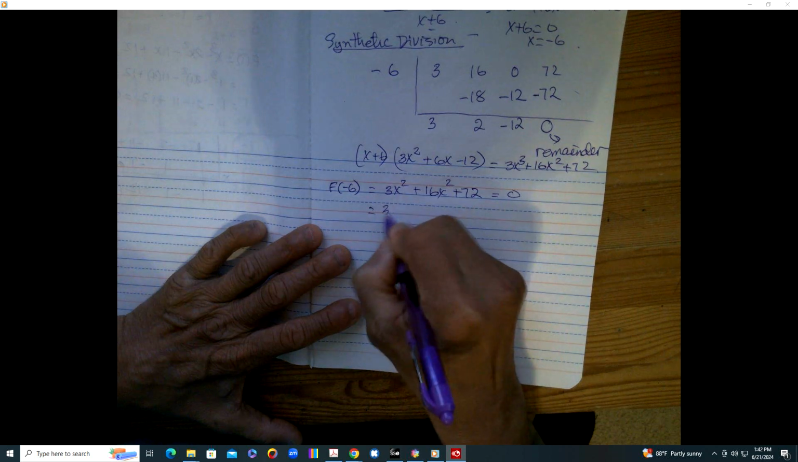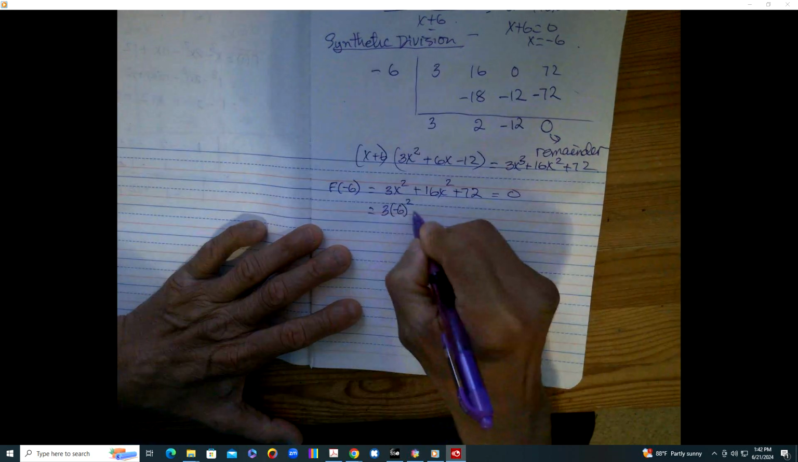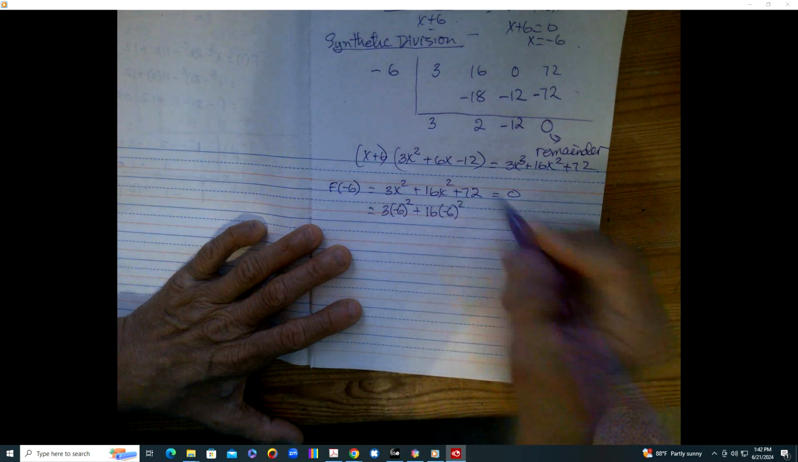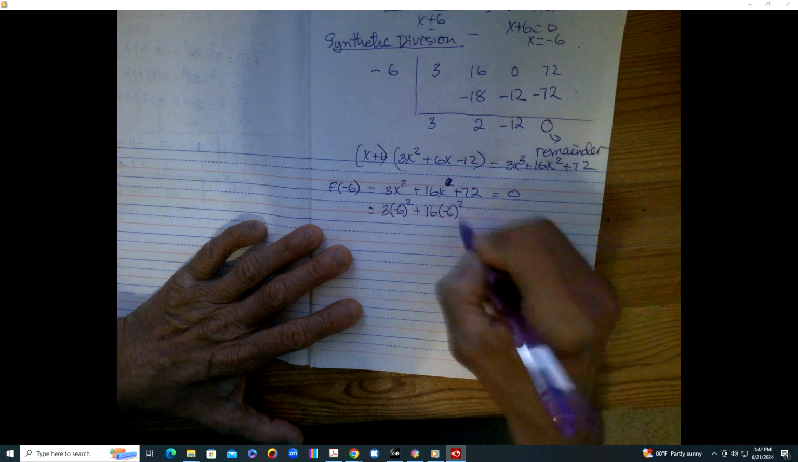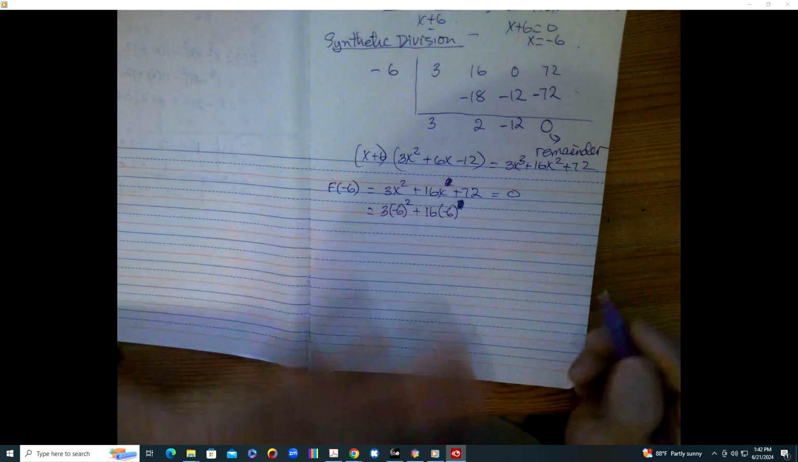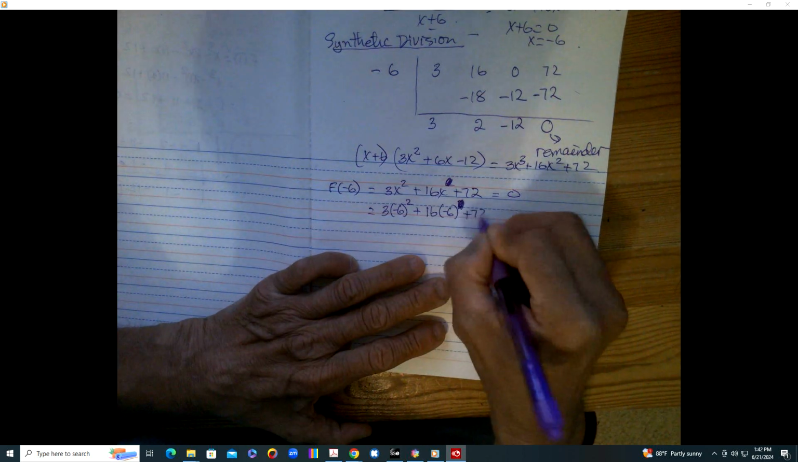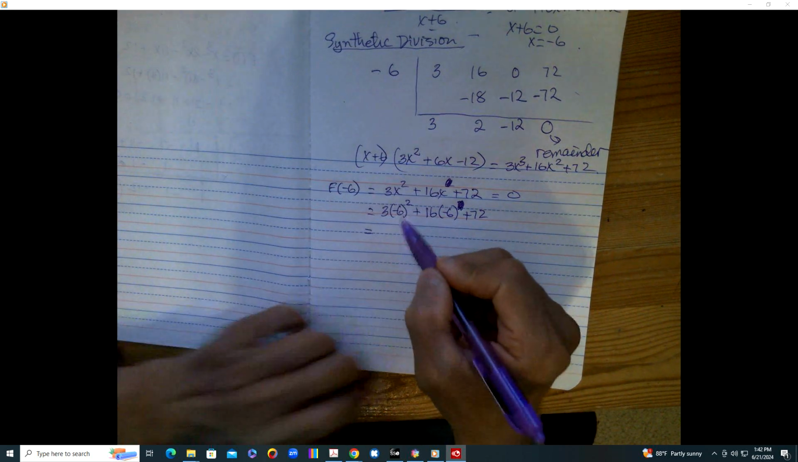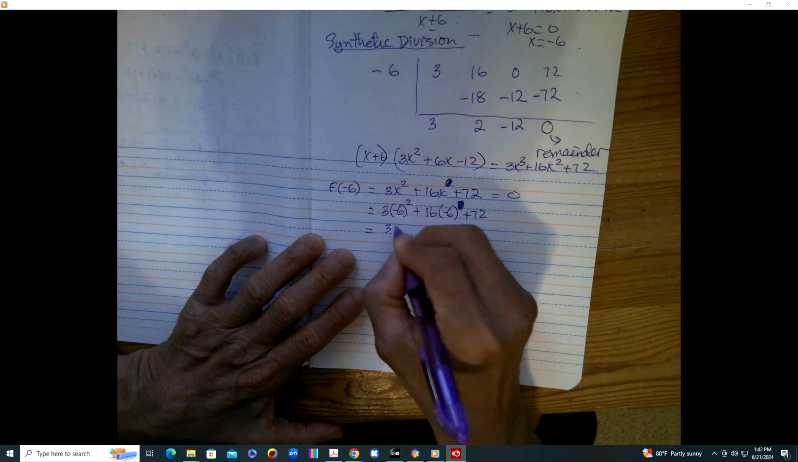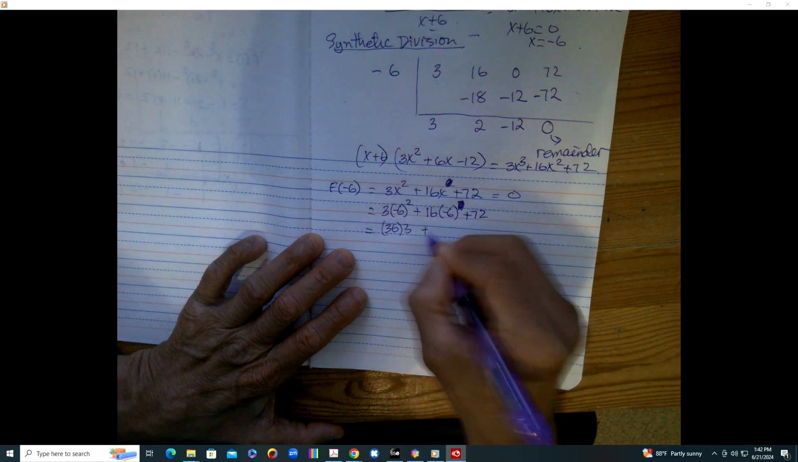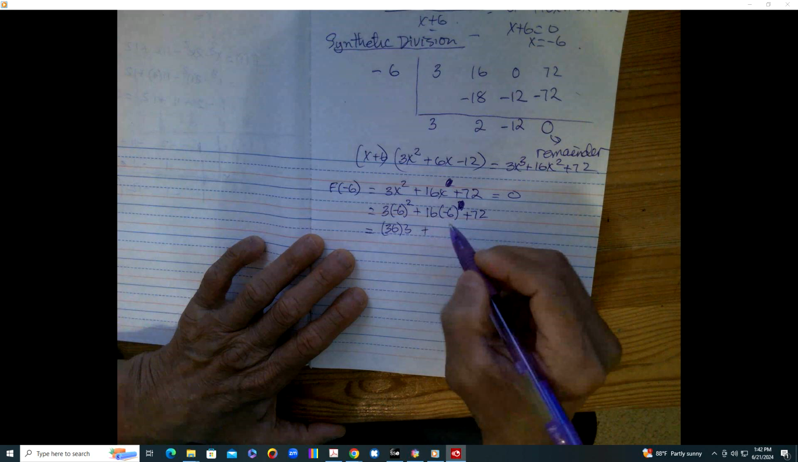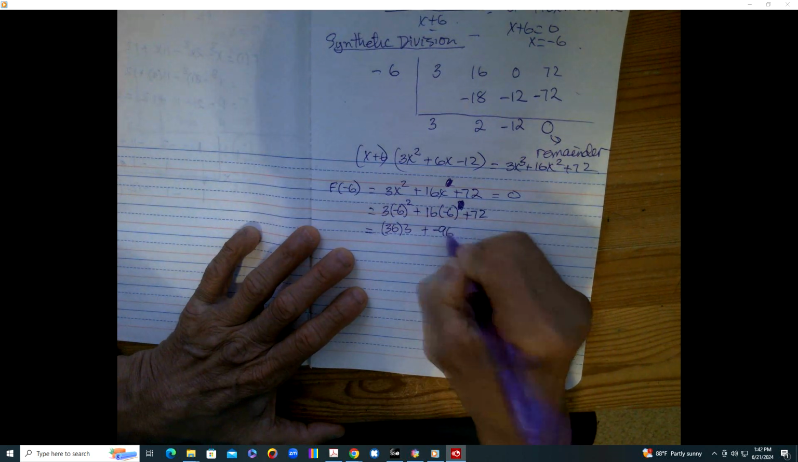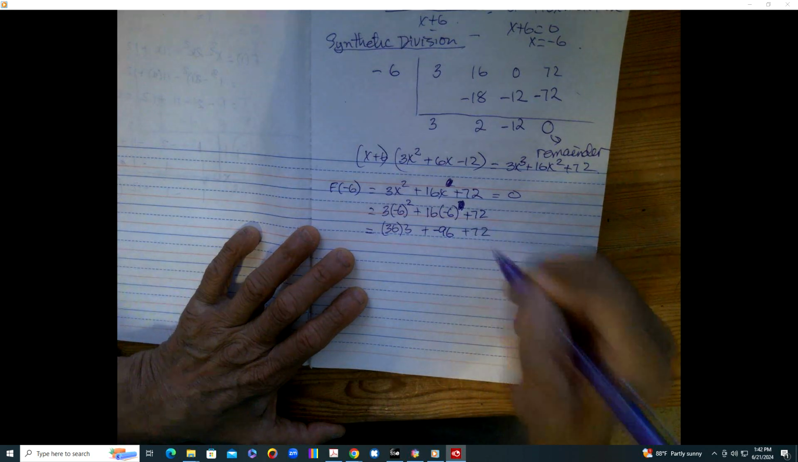Alright, so now mình đổ 3 times negative 6 squared plus 16 times negative 6, and then plus 72. Okay. Negative 6 squared is 36. 36 times 3. And here we have 16 times negative 6. That gives us negative 96. And this gives us 72.